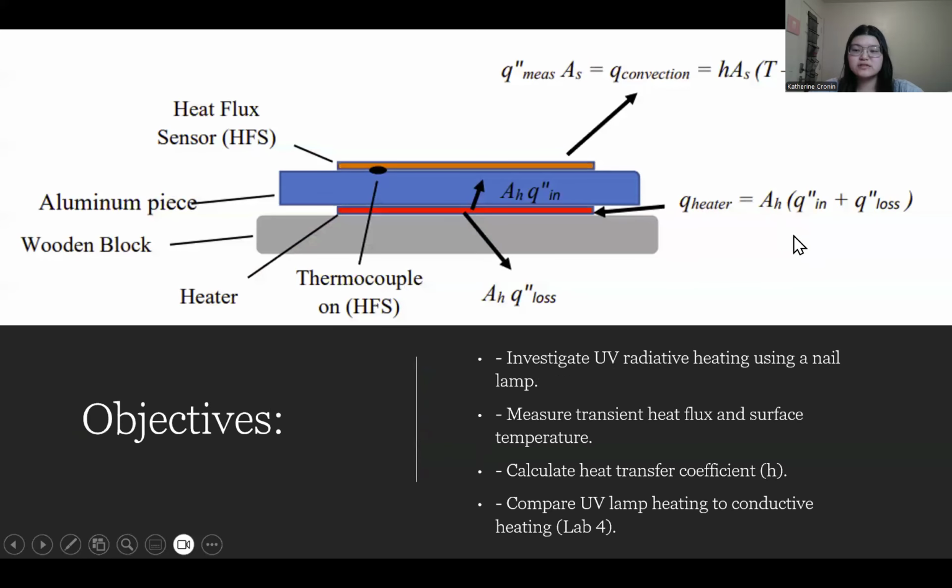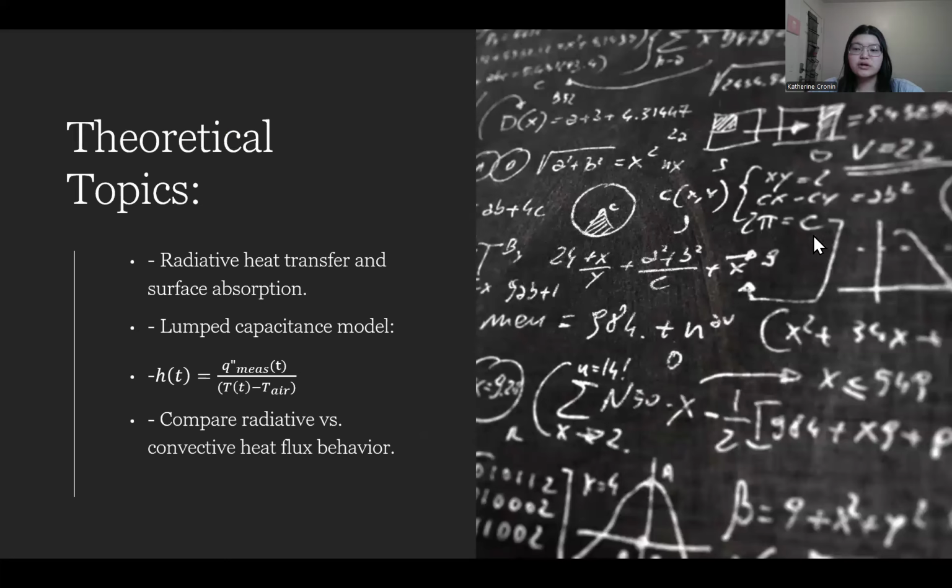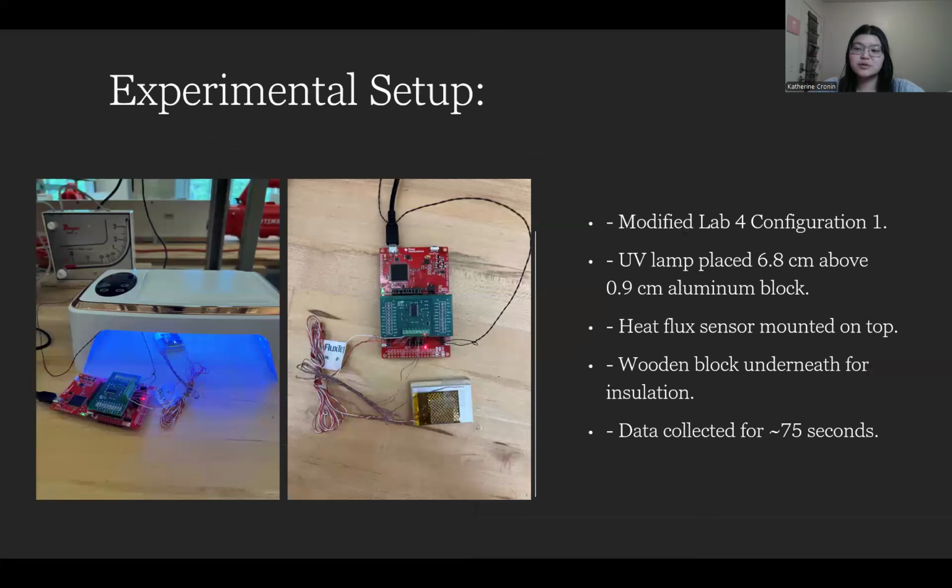The objectives of this lab were to investigate UV radiative heating using a nail lamp, a UV source. I would measure the transient heat flux and surface temperature, calculate the heat transfer, and compare the actual UV lamp heating to the conductive heating from Lab 4. The theoretical topics I wanted to cover were radiative heat transfer and surface absorption, the lumped capacitance model, and then compare the radiative results versus the convective heat flux behavior from Lab 4. And here's my experimental setup.